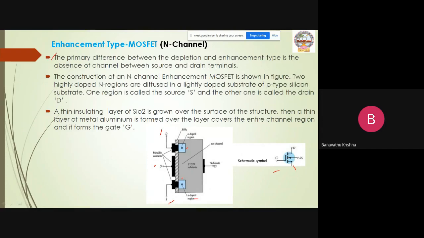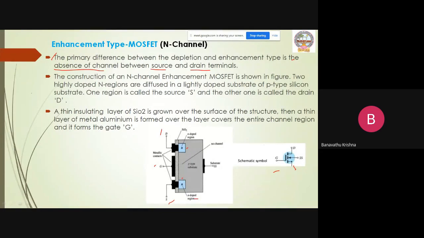The primary difference between the depletion and enhancement mode types is the absence of a channel between the source and drain terminals. Here there is no channel. But in the depletion mode, a channel is available between source and drain even when you apply VGS equal to 0. Here, only when VGS is greater than 0 do we see the channel established between source and drain.